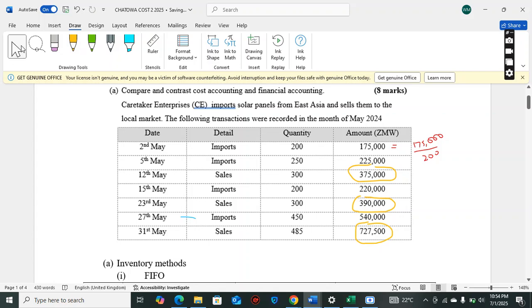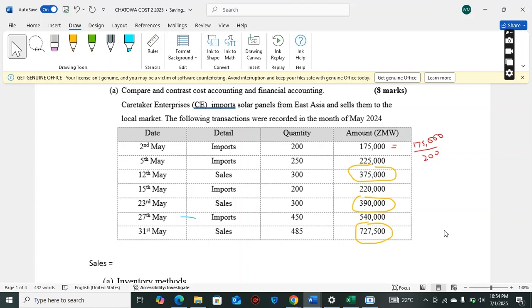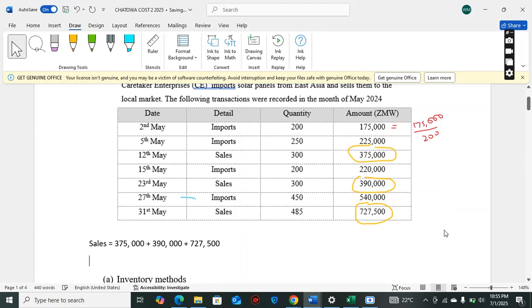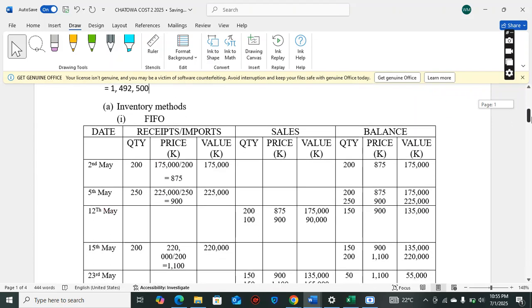375,000 plus 390,000 plus 727,500. What do we get? Okay, then we get the cost of goods sold.